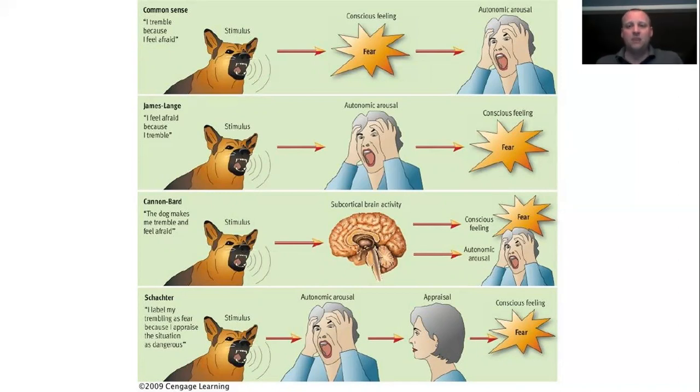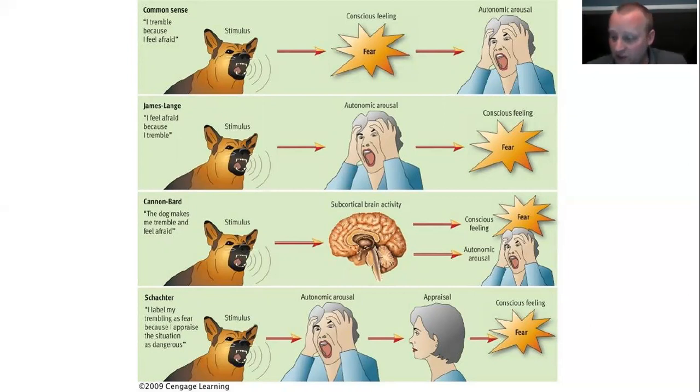As we shift to the Cannon-Bard theory, remember, underline the C and the B, can be both, okay? This happens, you get that stimulus. So a big scary dog comes out, okay? And then all of a sudden, the physiological arousal and the emotion take place at the same time. So the stimulus, a very scary dog, heart starts beating extremely fast at the same time that I'm thinking, oh my God, I'm afraid. I should be afraid. I have fear taking place.